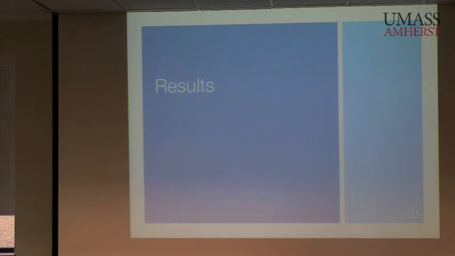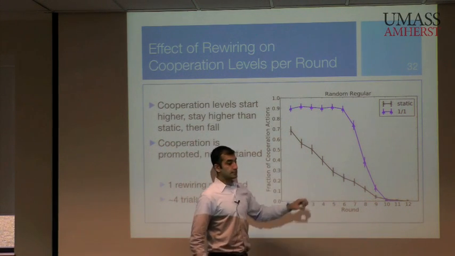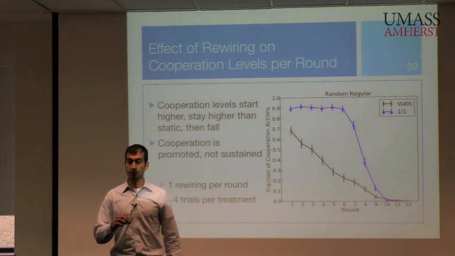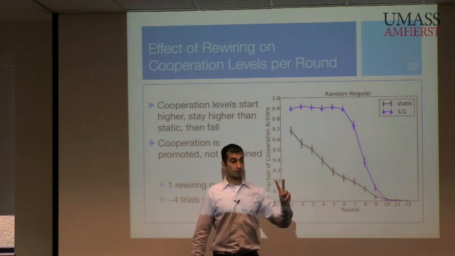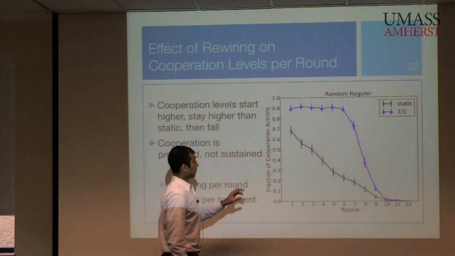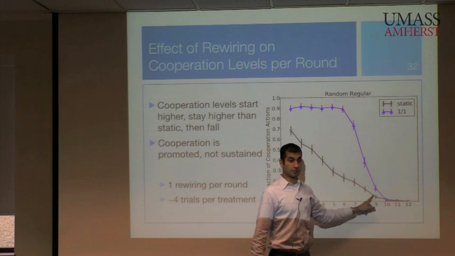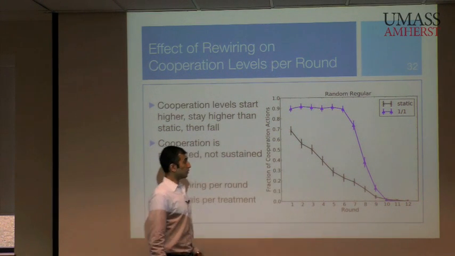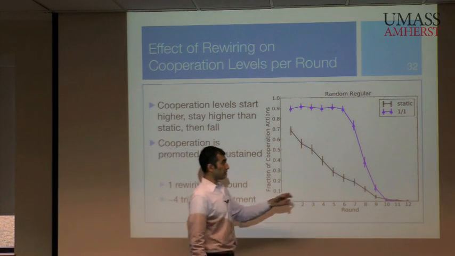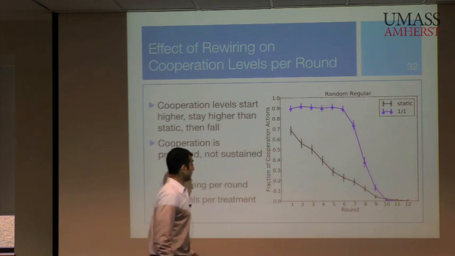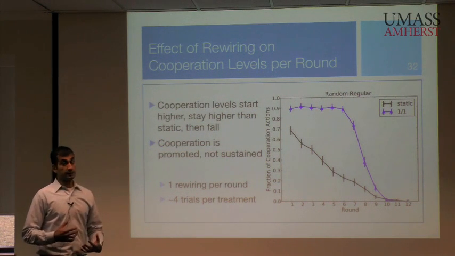No? Good? Okay. So here's what happened. The black curve is the static case. That's the case where they were not allowed to rewire. The baseline case. The blue curve is they were allowed to update one link after every round. Okay? So what do you see? The cooperation levels started higher, they stayed higher, but then there was a precipitous fall. Okay? So what I'm going to talk about in the next few slides is just the effect generally, and then after that I'm going to talk about the reasons for this precipitous fall. Okay? And what I would say is that cooperation levels were promoted, but they were not sustained.